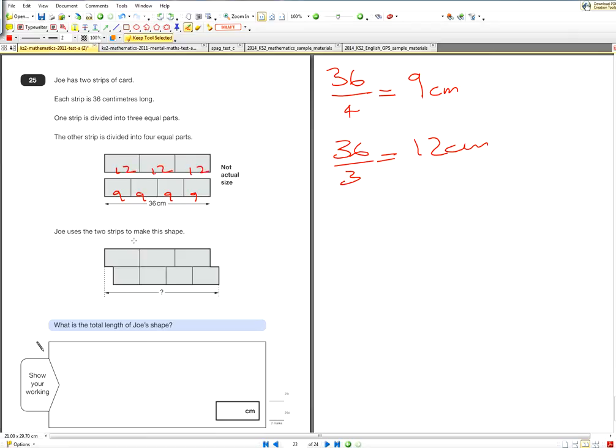Joe uses the two strips to make this shape. What is the total length of Joe's shape? Now, if you start from here to here, it matches up here, isn't it? What is the distance between there and there? It is 12. And from there to there, it is 9. And from there to there is 9. And the last one, 9. So it's going to be 12 add 9 times 3, which is 12 add 27.